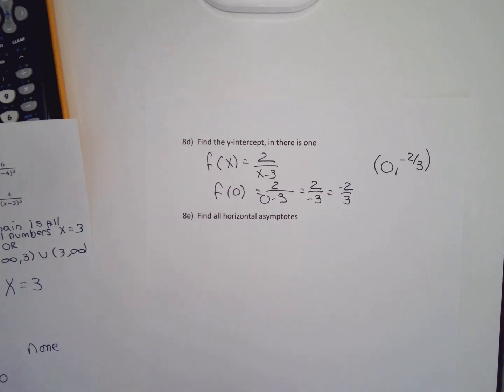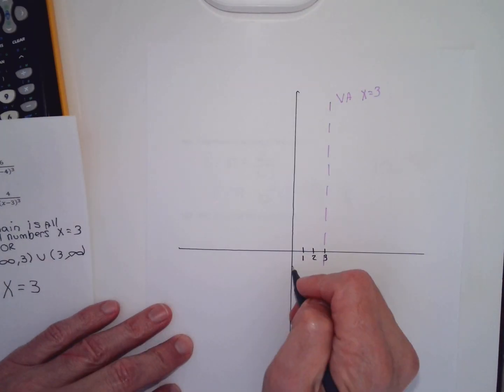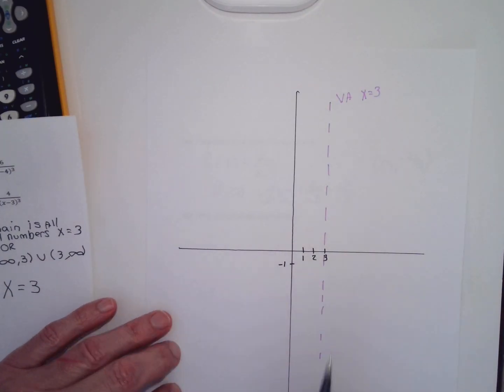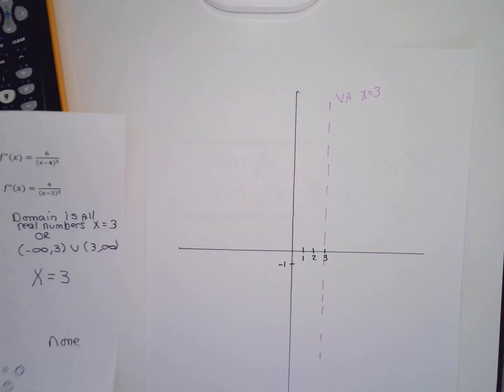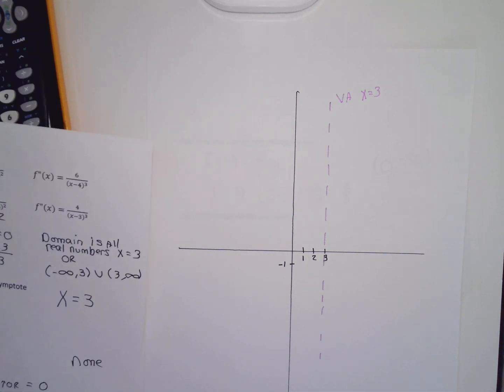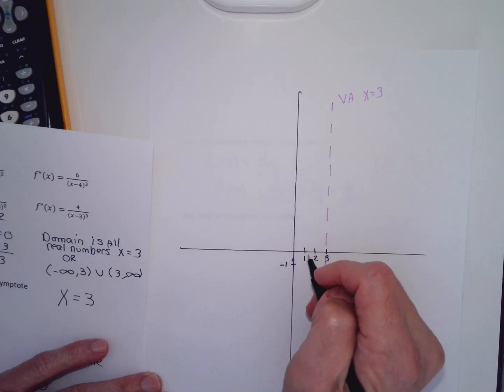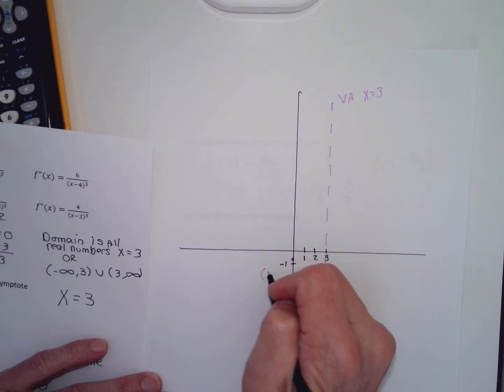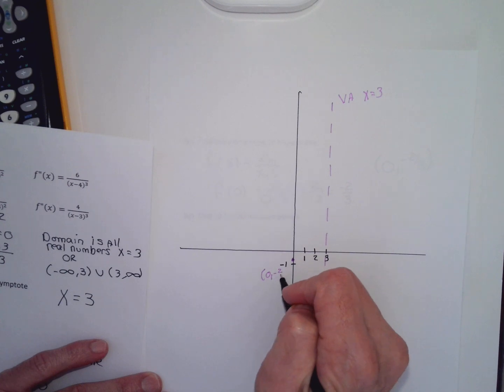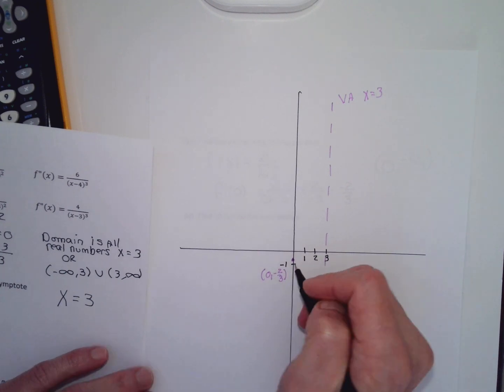So this is a point that needs to show up on my graph, the point 0, negative 2/3. So I'm going to find negative 1 on my axis, and negative 2/3 is not quite negative 1. So I'm going to mark it down maybe about here. It's 2/3 of the way between 0 and negative 1. So that's my point 0, negative 2/3. Best I can.